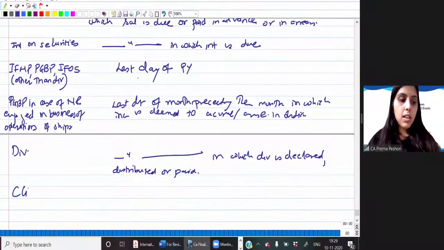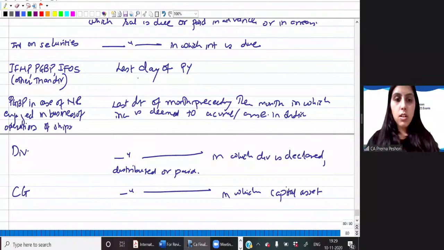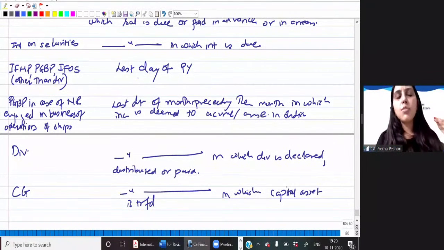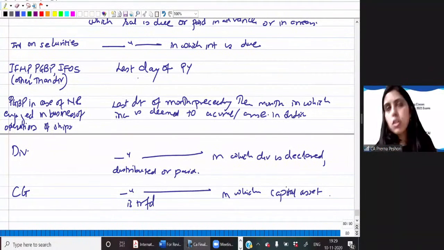And for capital gain, again the same: the last day of the month immediately preceding the month in which the capital asset is transferred. So if you see, it's always the last day of the month immediately preceding the month in which the event is happening, except in the case of IFHP, PGBP and IFOS, where you have to take the last day of the previous year. This is for converting the income which you are receiving in foreign exchange. For taxes, you have to take the last day of the previous month in which the taxes have been paid. Clear? Any doubts?